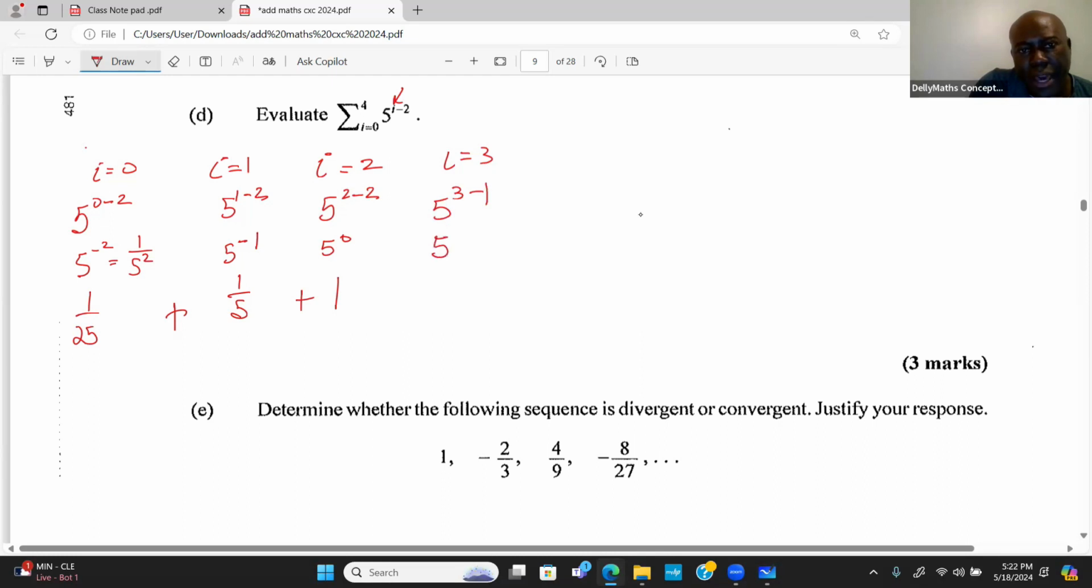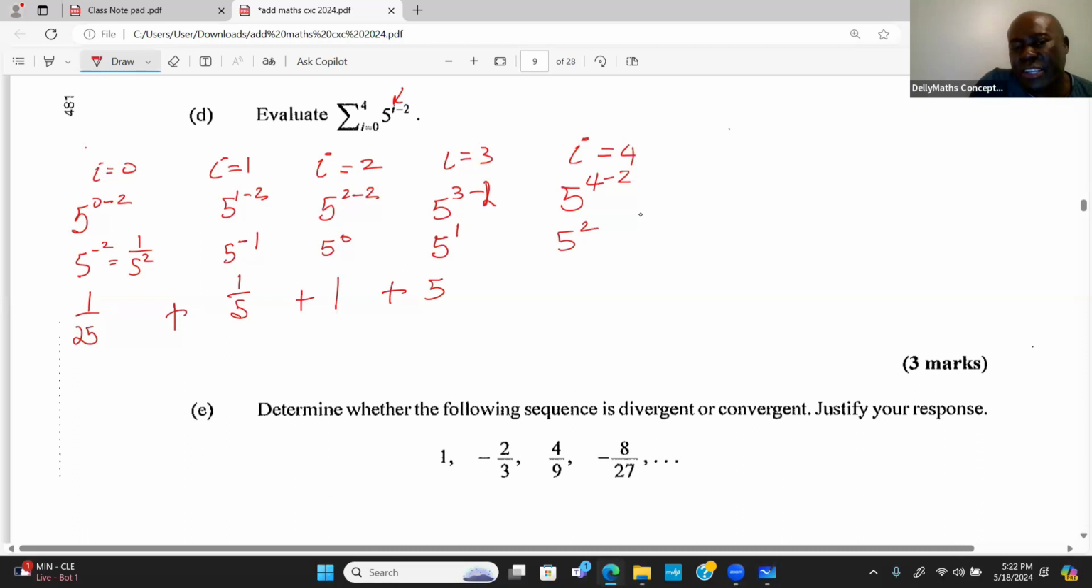So this is actually 5 to the power of 1 minus 1... We should say 5 to the 1, which is 5. We're going to add that. Lastly, i is now 4. So it's 5 raised to the 4 minus 2. You have to take your time, or you make mistakes.